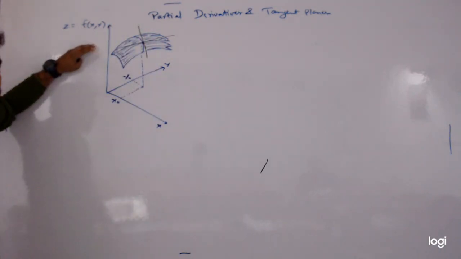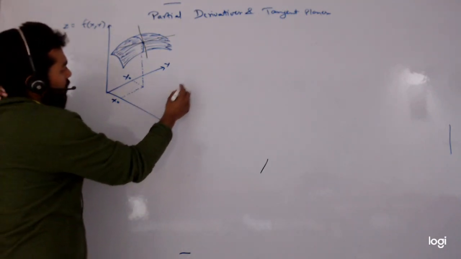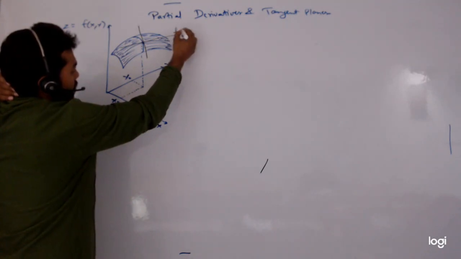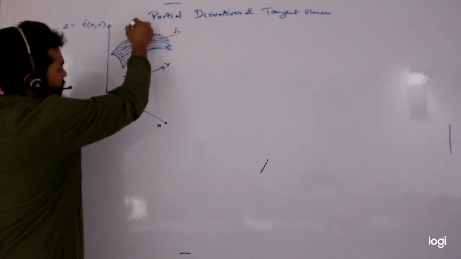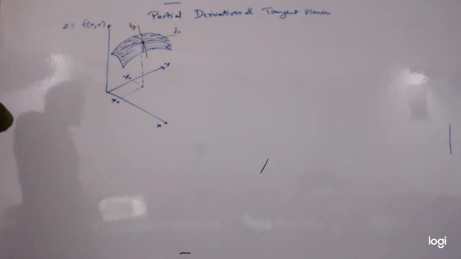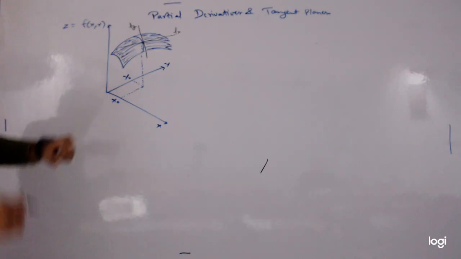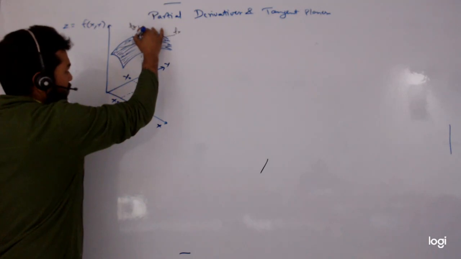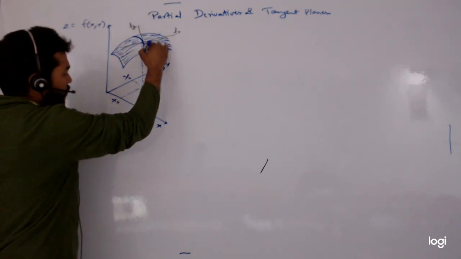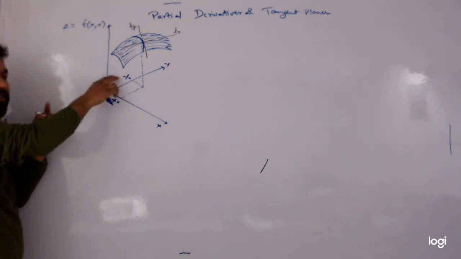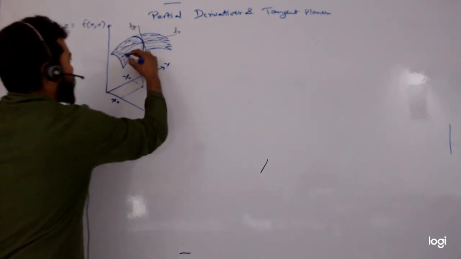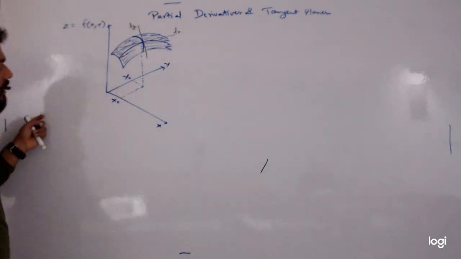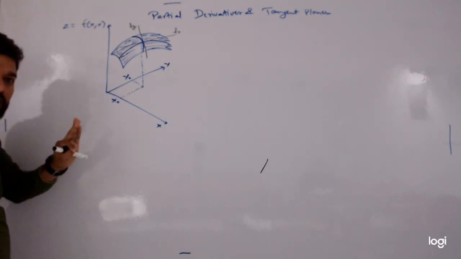So we have these two lines. Let me call this one L X and this one L Y. Okay, now draw on this plane such that on this line the value of y is constant at y naught, and on this one the value of x is constant at x naught.